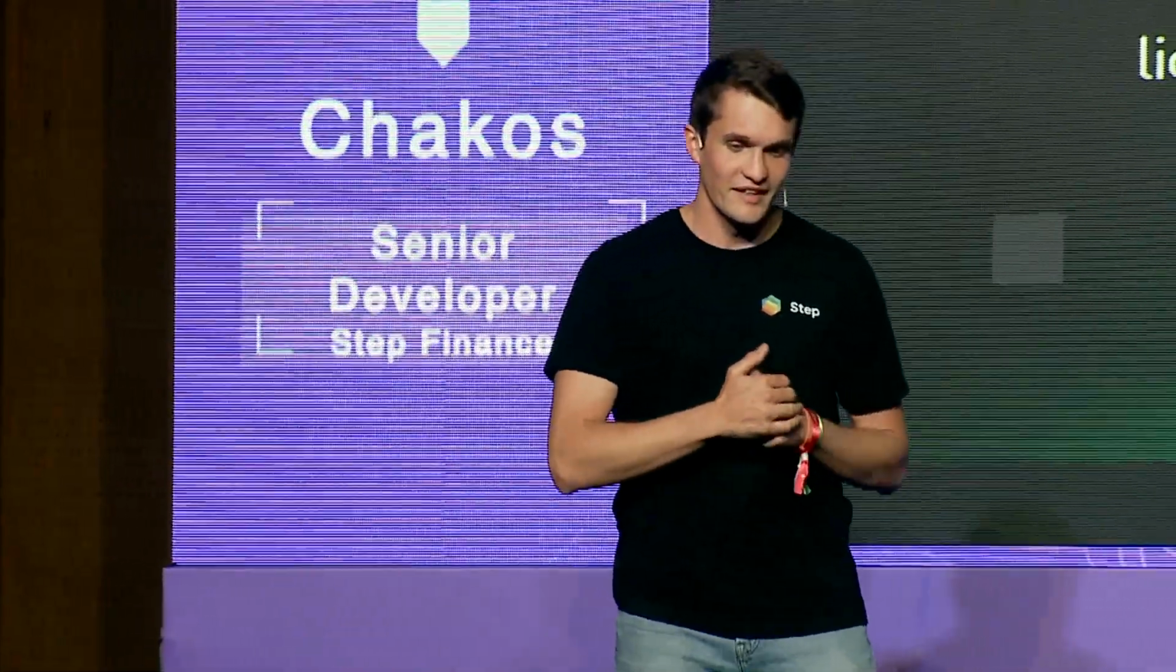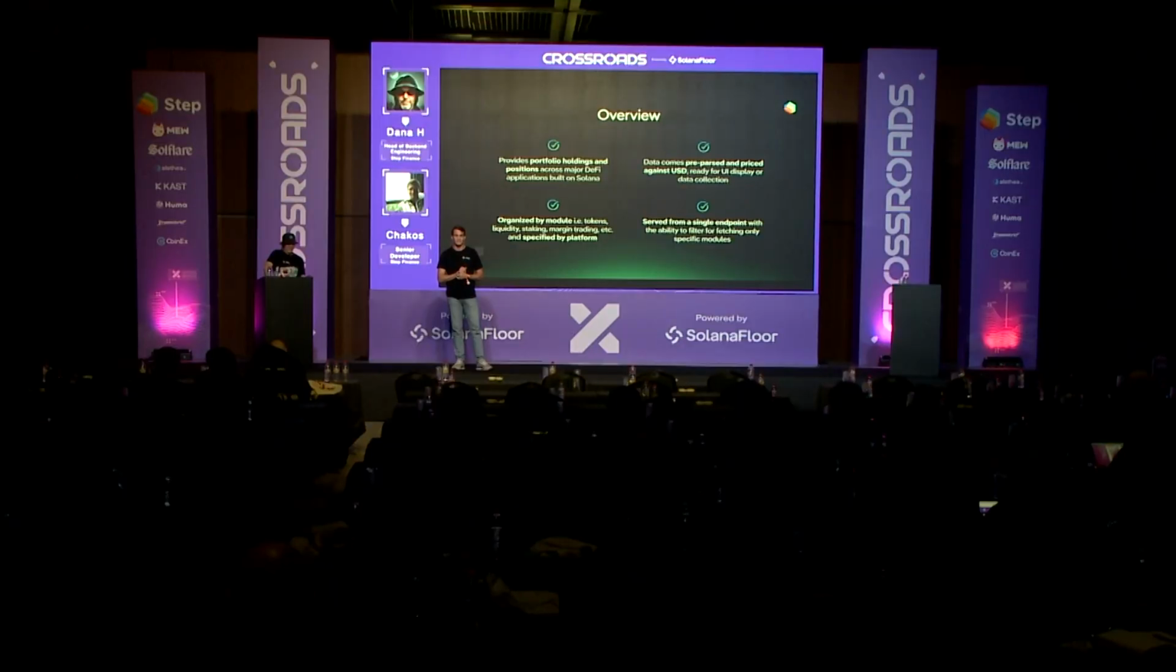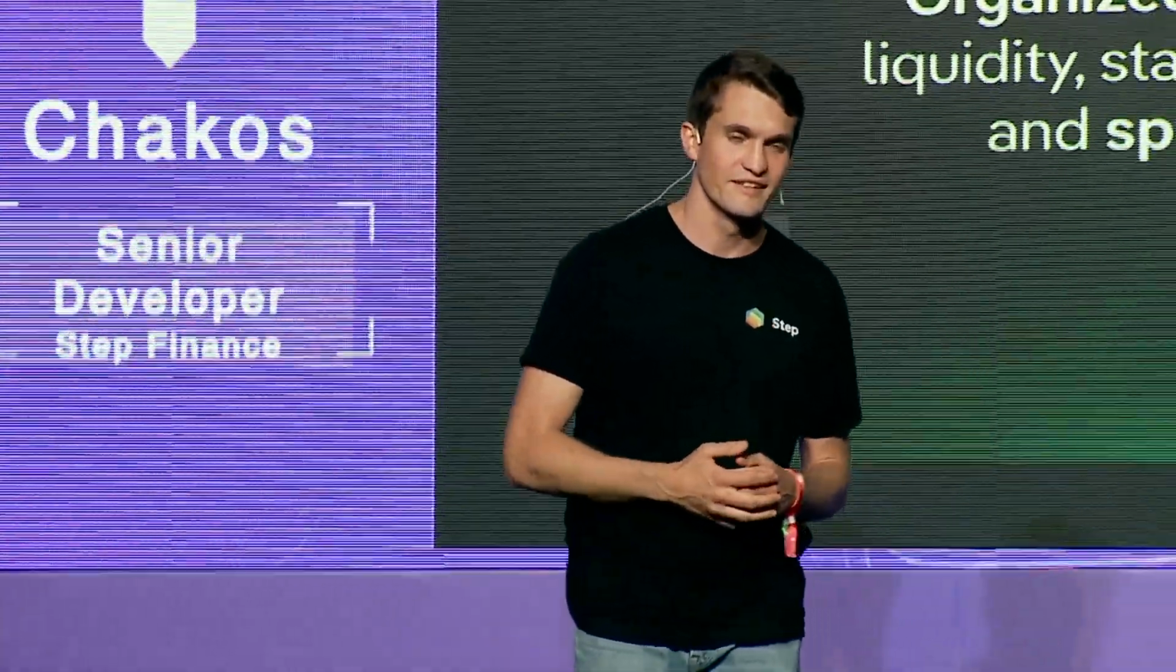Next, sir. So the overview of this API, what it provides: portfolio holdings and positions across major DeFi applications on Solana. So, Kamino, Drift, MarginFi, all of that. And the data from the API comes pre-parsed and priced against USD for data collection and UI display. So, normally when you get data from a Solana program, it's all in bytes and just things that you have to parse and do a lot of code to get that ready for the UI.